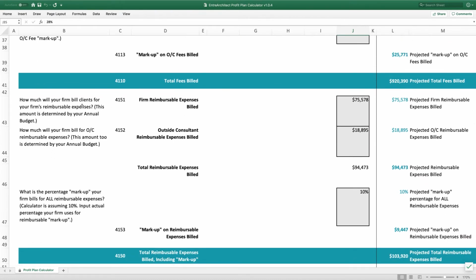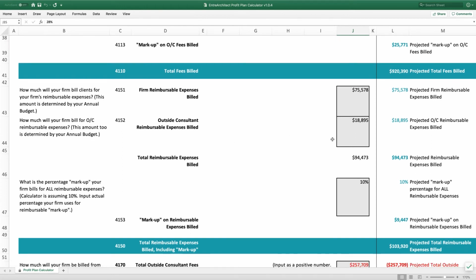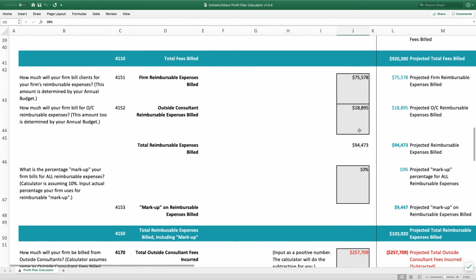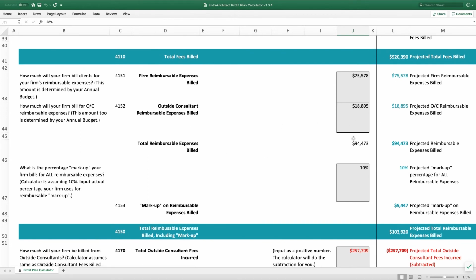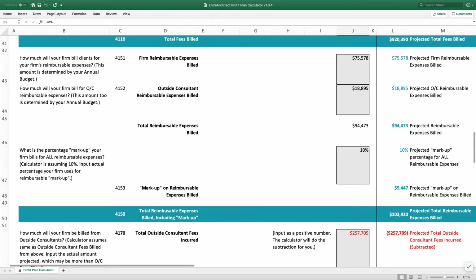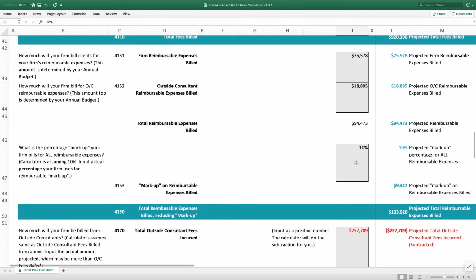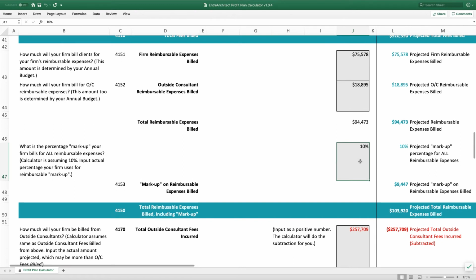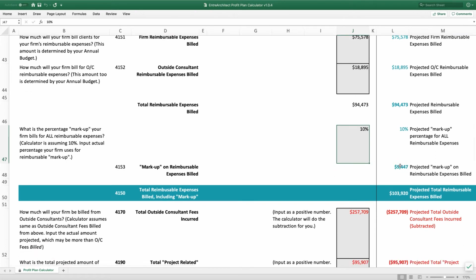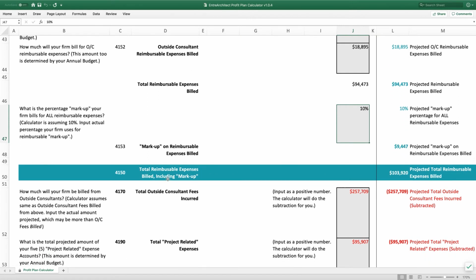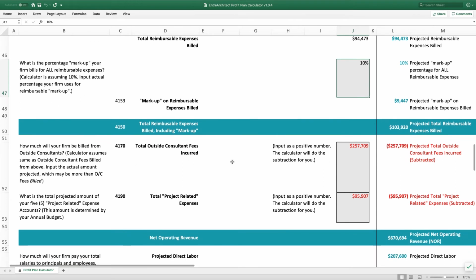How much will your firm bill clients for your firm's reimbursable expenses is coming right off your annual budget. Plug that in there. How much your firm will bill for outside consultants' reimbursable expenses, also coming from your annual budget. Plug that in there. You get a total reimbursable expenses number, right? And then what's the markup on your reimbursable expenses? We're assuming 10% for this example. That's giving you a projected markup on reimbursable expenses billed here, and it's giving you a total reimbursable expenses, including the markup, of 103,920.